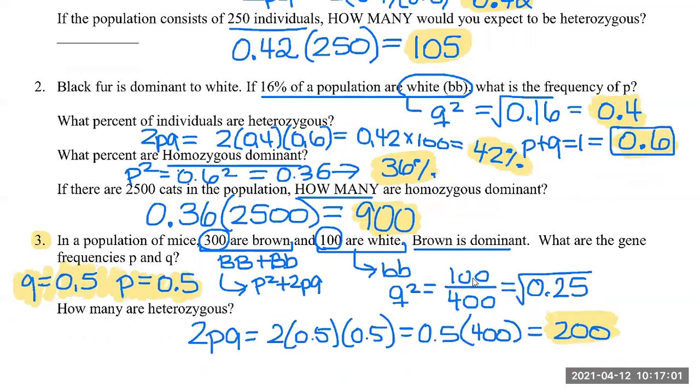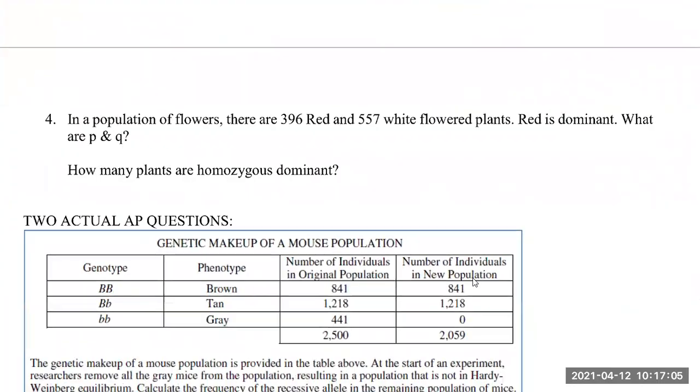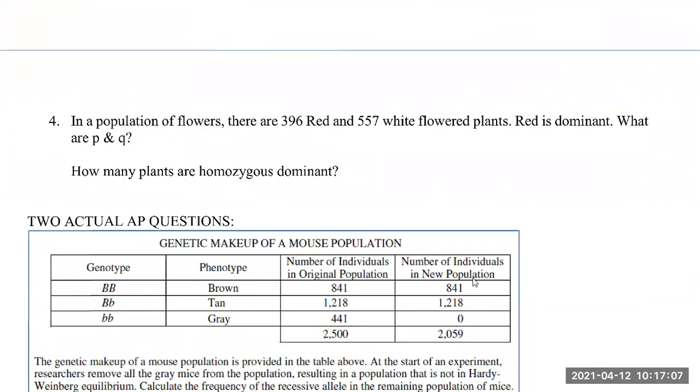So let's take a look at number 4, which is actually very similar. So we have a population of flowers, 396 red, 557 white. Red is dominant. What are P and Q? So let's think about what information we've been given. So the ones that are red, this would include basically all of our homozygous dominant and all of our heterozygous. So that's really not helpful to us. 557 are white though, and we know that the only way they can be white, according to this scenario, is they have to be little r, little r.